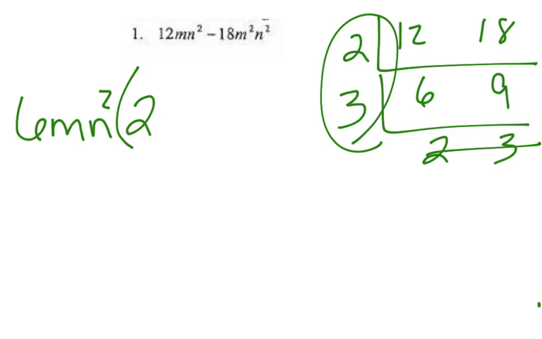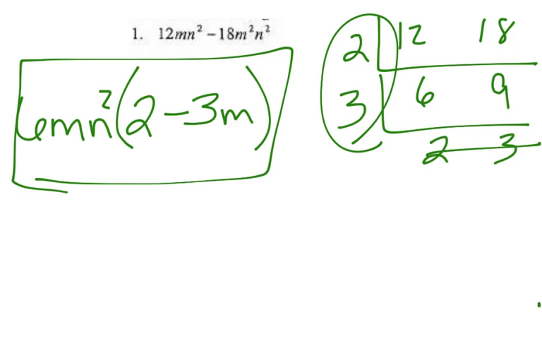12 divided by 6 is 2. M, pulling an m out, cancels. N squared, pulling n squared out, cancels. So there are no letters at this point. Bring down your minus. Do it again. 18 divided by 6 is 3. M squared, pulling an m out, leaves you m. N squared cancels. This right here is your answer.